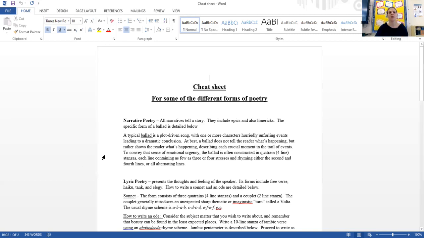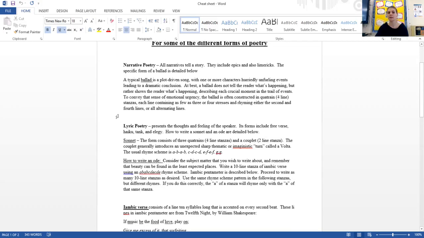You will also have to write at least one lyric poem. So lyric poetry, remember, it presents the thoughts and feelings of the speaker. Its forms include free verse, haiku, oh, that's a typo, it should say tanka, and elegy, and how to write a sonnet and ode are detailed below. So one of the key things to keep in mind is that lyric poetry is not telling a story like the narrative above. Instead, it's more thoughts and feelings. If you pick the one for the free verse, it's totally open to you, both in the topic, and it doesn't need to have any rhyme, etc.